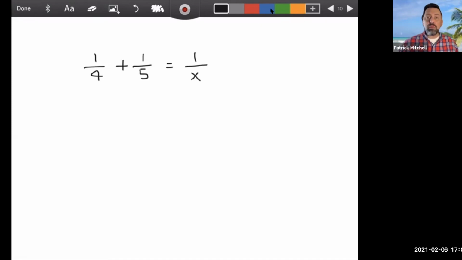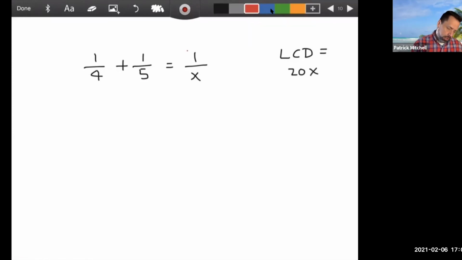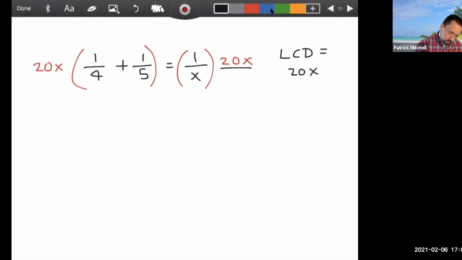This is the type of equation we solved in the last section. We need a common denominator. None of those denominators have any factors in common, which means that you can just multiply those together. 4 times 5 times x is 20x. So if I multiply both sides by 20x, I'll do the easy side first. Over here, the x's cancel and just leave me 20.